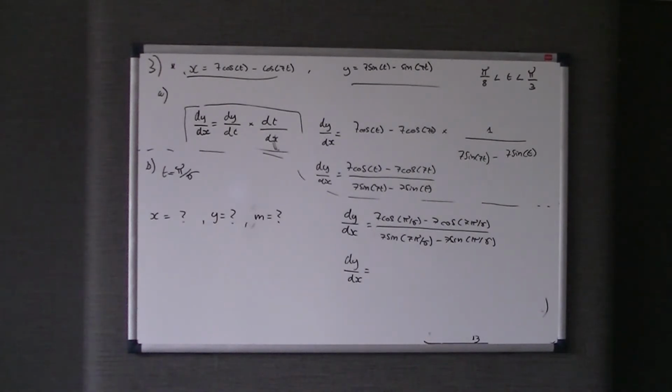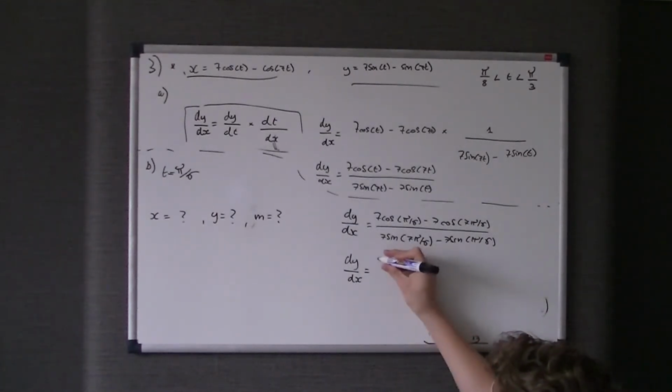Okay, so it's just a case of subbing those values into the equation. You could just come up with an answer straight away, and if you were to do that, you should get an answer of negative root 3. But it's always nice to be able to show it properly.